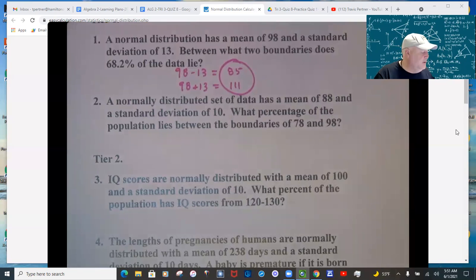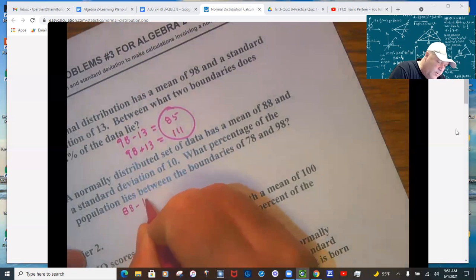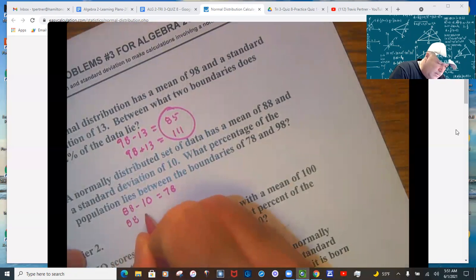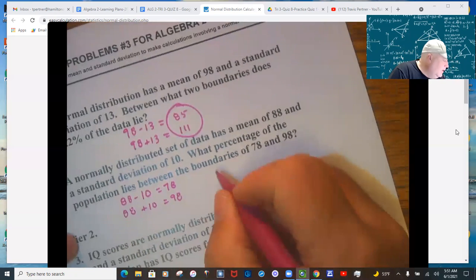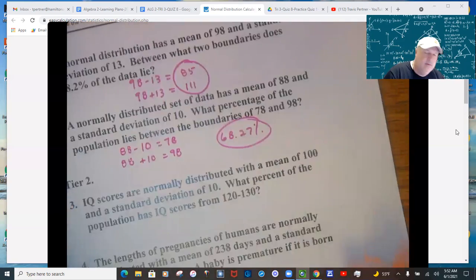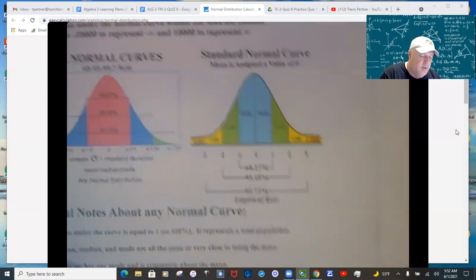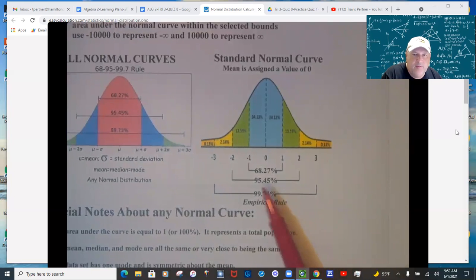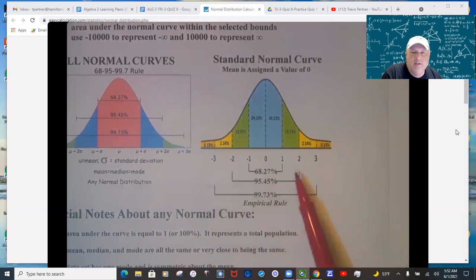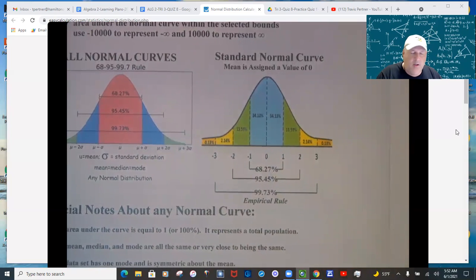All right, so question 2, it appears as though it's been subtracted 1 time and added 1 time. So 88 plus 10 is 98. So 1 time is the 68.27% of the data that lies between those two. Again, you're just trying to figure out the percentage, or how many times based on the percentage, to add and subtract the standard deviation from the mean. This here has just been reassigned a mean of 0, so it can represent all situations.